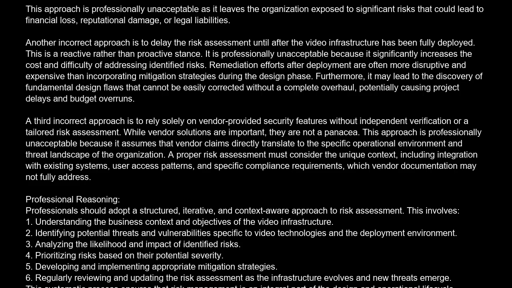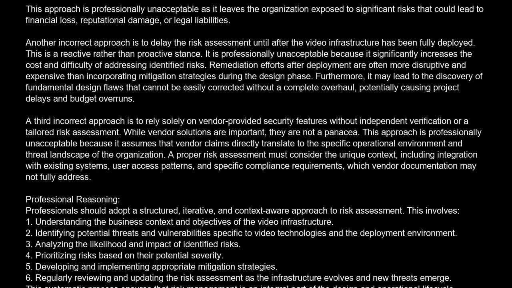A third incorrect approach is to rely solely on vendor-provided security features without independent verification or a tailored risk assessment. While vendor solutions are important, they are not a panacea. This approach is professionally unacceptable because it assumes that vendor claims directly translate to the specific operational environment and threat landscape of the organization. A proper risk assessment must consider the unique context, including integration with existing systems, user access patterns, and specific compliance requirements, which vendor documentation may not fully address.